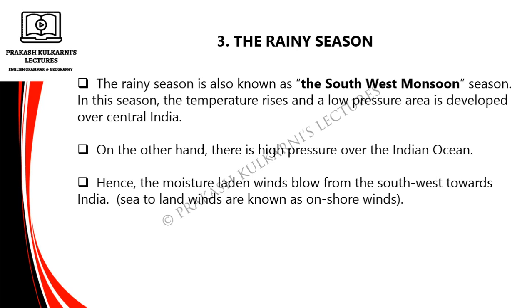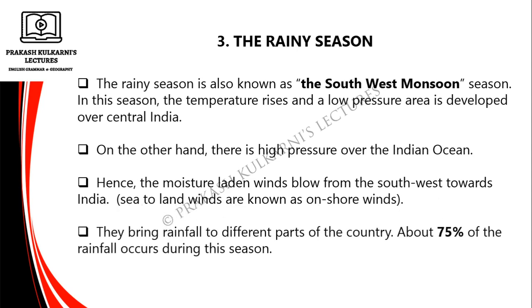Hence, the moisture laden winds blow from southwest towards India. These winds are called onshore winds. Sea to land winds are known as onshore winds. They bring rainfall to different parts of the country. About 75% of the rainfall occurs during this season.